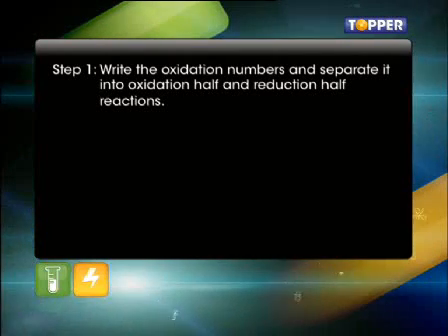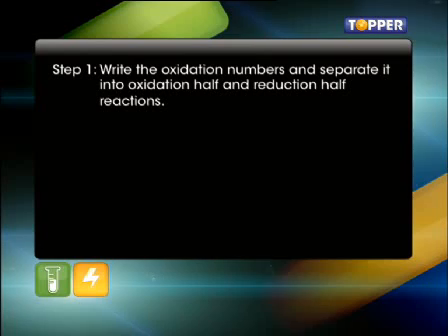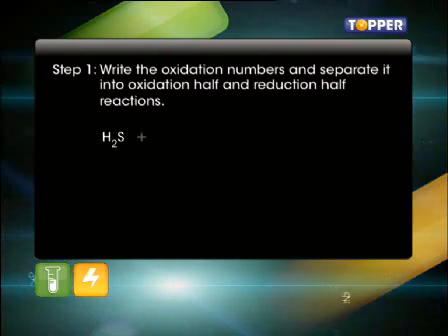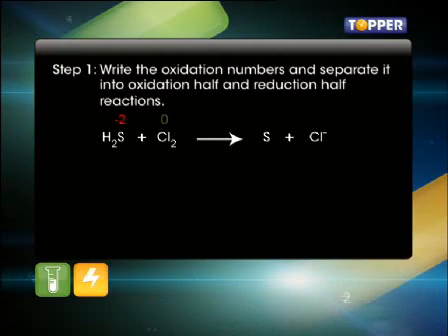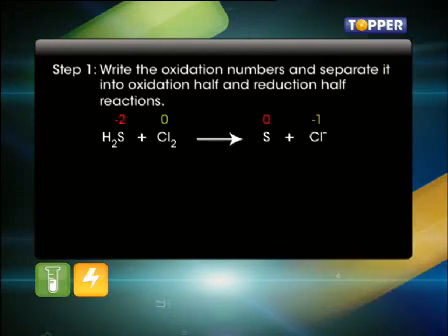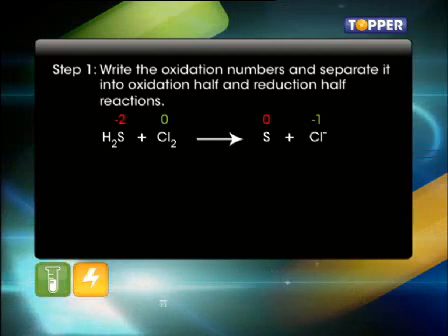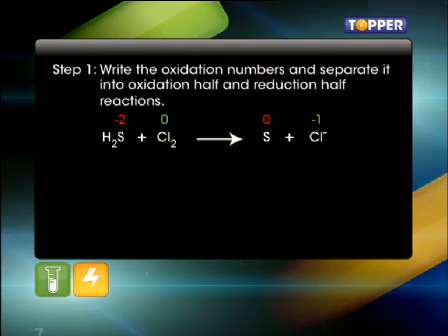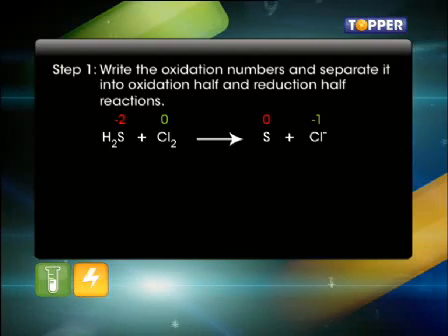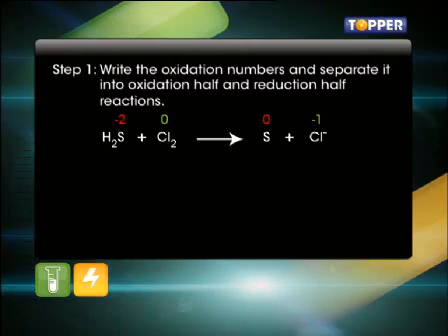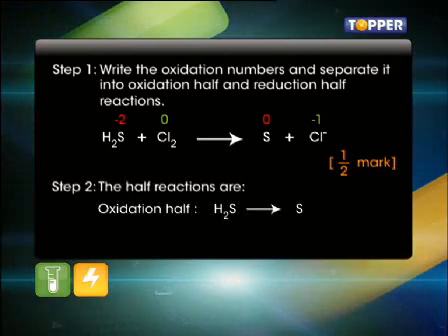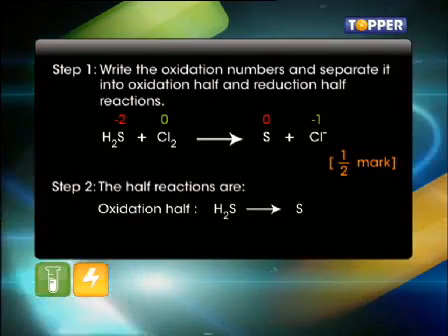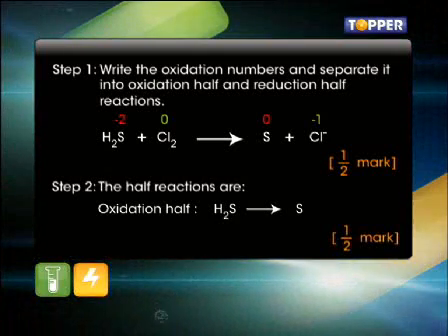Separate the oxidation half and reduction half reactions. You can identify the oxidation and reduction half reactions by calculating the oxidation numbers of each element. Writing the oxidation numbers will fetch you half a mark. Identifying the oxidation and reduction reactions will fetch you another half mark.